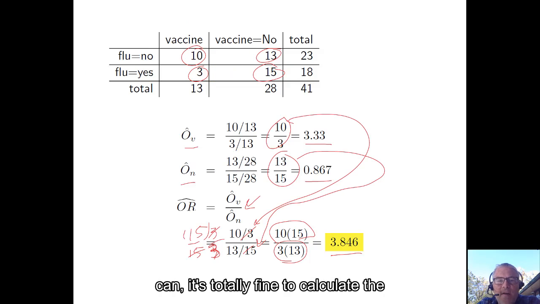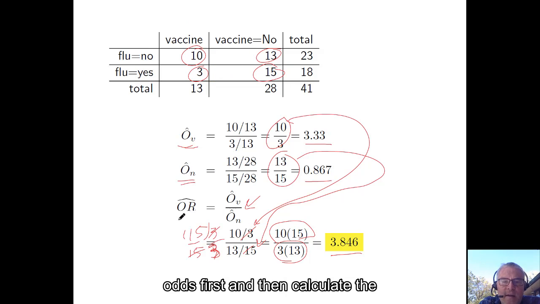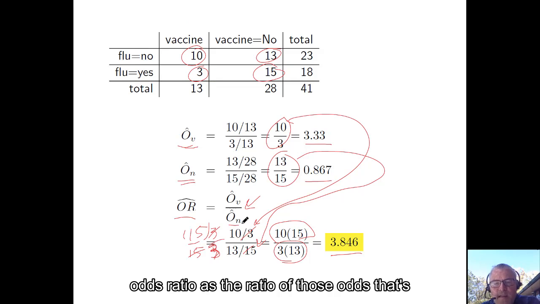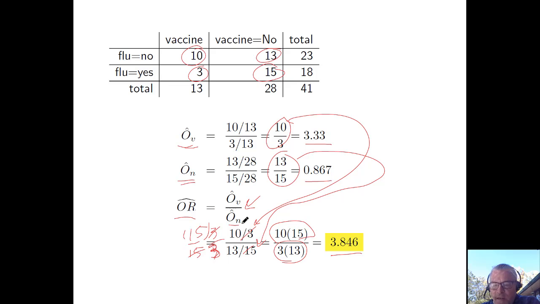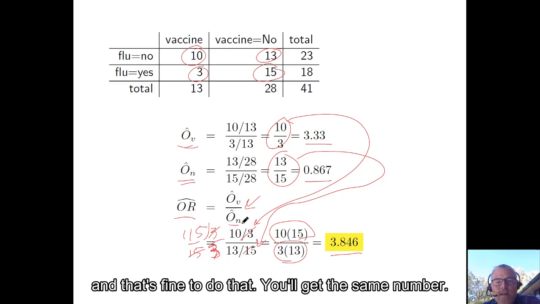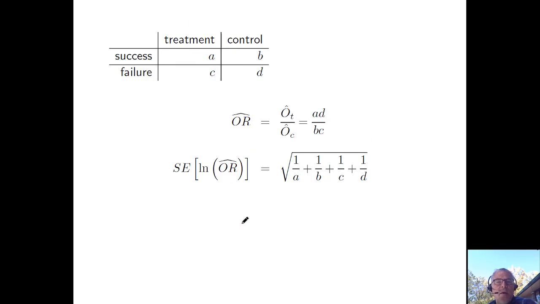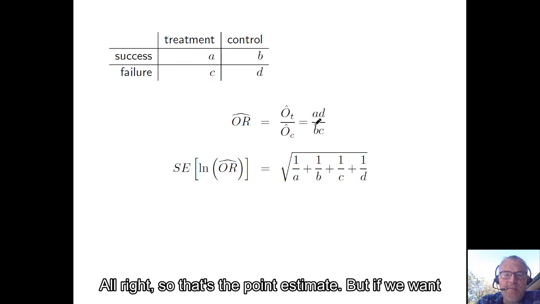It's totally fine to calculate the odds first and then calculate the odds ratio as the ratio of those odds. That's closer to the definition of what the odds ratio is. So that may be easier for you to remember, and that's fine to do. You'll get the same number. All right, so that's the point estimate.